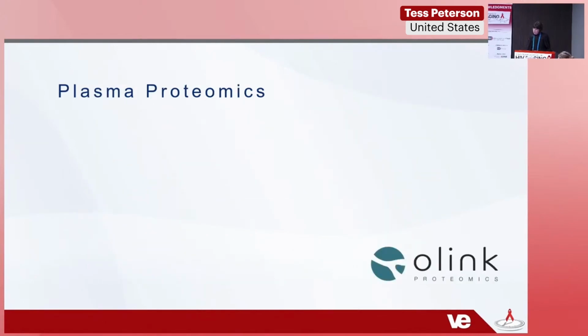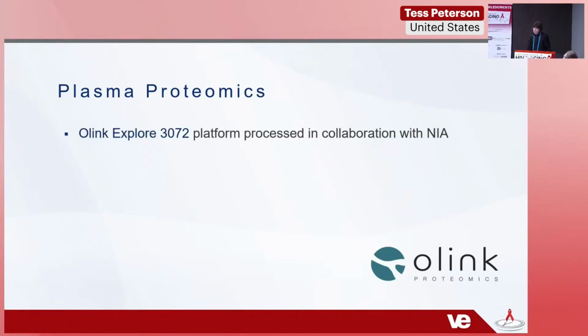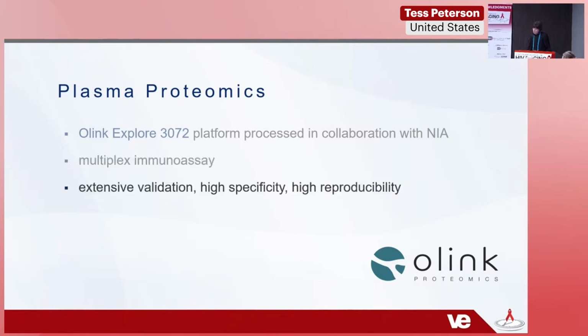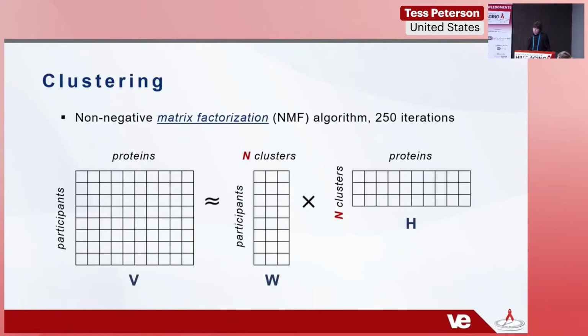So now a few notes on the plasma proteomics that we generated. We used the Olink Explore 3072 platform, and this is essentially just a multiplex immunoassay, but with a more sophisticated probe design and detection approach that confers some nice performance characteristics. It's pretty powerful. And so ultimately, we ended up with about 2,600 proteins measured and analyzable.